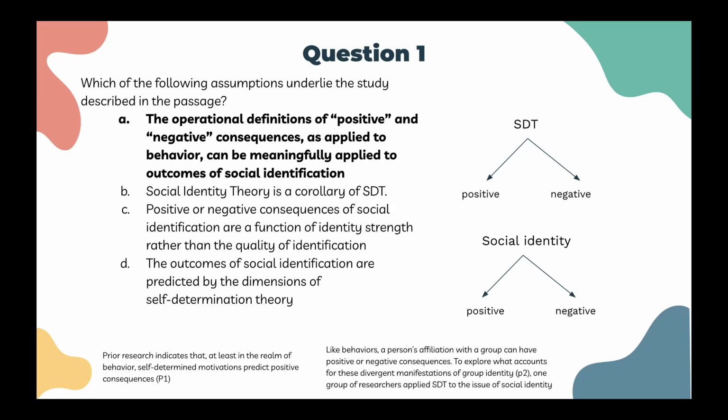So in this experiment, they're assuming that the operational definitions of positive and negative used in the previous SDT studies are the same when measuring consequences from one's social identity. I drew this diagram on the right to make it a little easier to visualize. So SDT, or different motivation types, can lead to positive or negative consequences. Similarly, social identity, or the attitudes of the college students towards their school and how they identify with their school, can lead to positive or negative consequences.